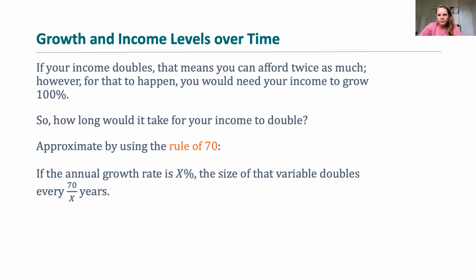So for example, if the growth rate is 2%, then we know that income would roughly double every 35 years because 70 divided by 2 is 35. Let's try it again. If the growth rate is 3%, income roughly doubles every 23 years because that's 70 divided by 3. So you take 70, the rule of 70, and you divide by the growth rate in a given year, and that tells you an approximate period of time that it would take to double that income.